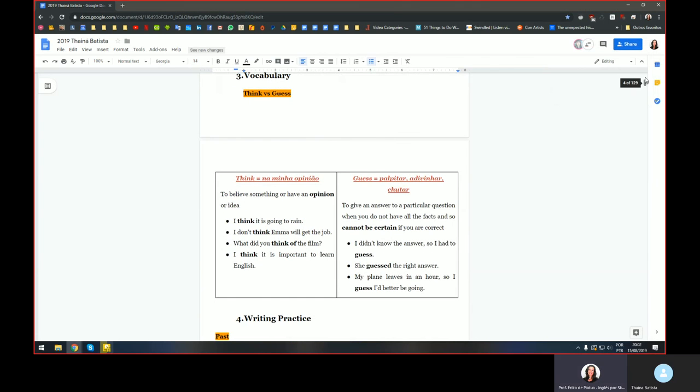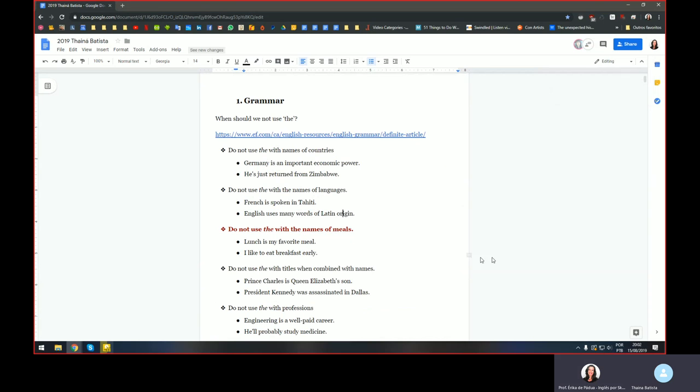Let me scroll back up. And all right, so when should we not use the? Okay, so last week we talked about this same topic, but I decided to study a little bit more to really understand this topic. So again, when should we not use the? I put here some situations where we cannot use the definite article the.